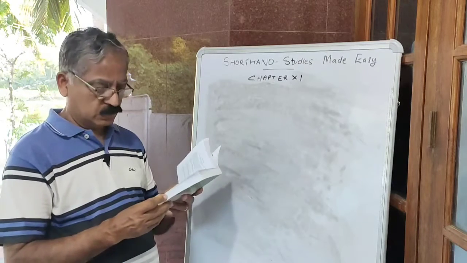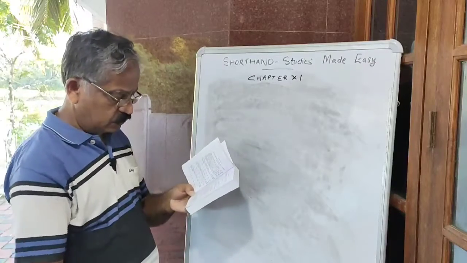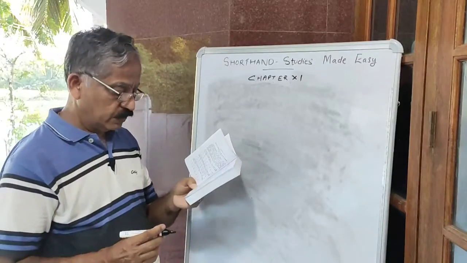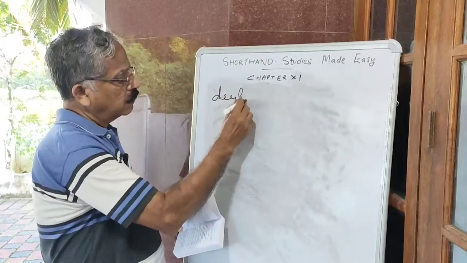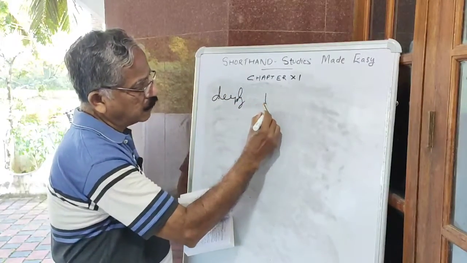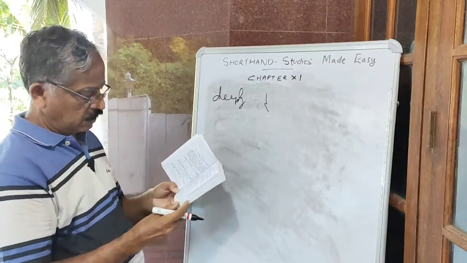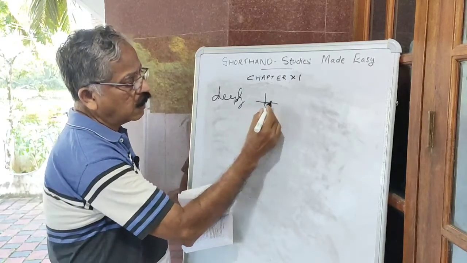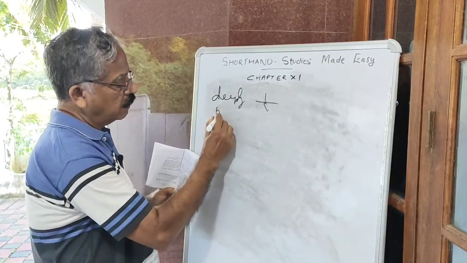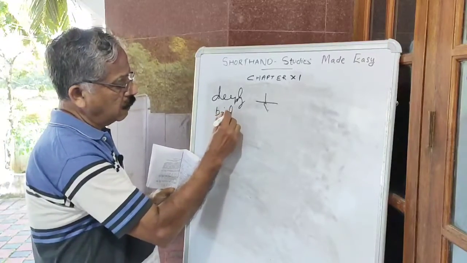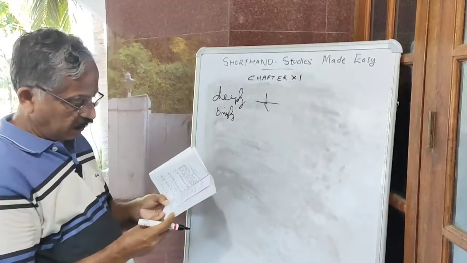To make the L sound in a straight stroke, we can use L in between the words like this. Deeply. How do we write deeply? We write it with this outline. Then briefly. Briefly we write.